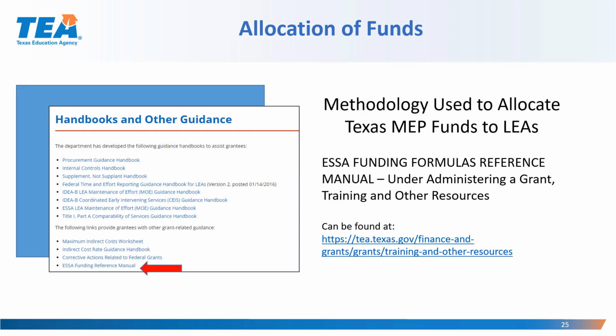The methodology used to allocate Texas MEP funds to LEAs can be found in the ESSA Funding Reference Manual, which is located under Administering a Grant, Training, and Other Resources.